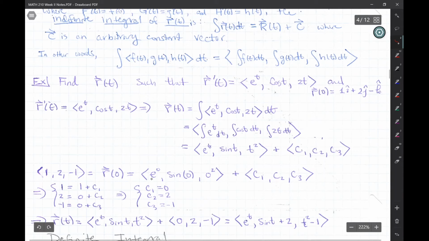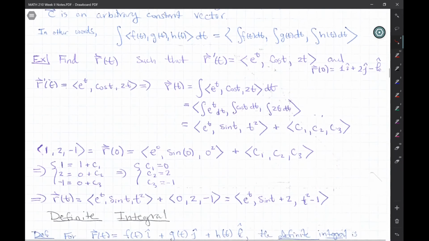So the vector equation is going to give us 3 different equations, one for each component. So we'll have C1 plus 1 is equal to 1. That's where this first equation came from. C2 plus sine of 0, which is 0, is equal to 2. And that's where that second equation came from. And likewise, we would get the third. We solve these 3 equations to get that C1 should be 0, C2 should be 2, and C3 should be minus 1. Why? In order to satisfy the given condition that we must satisfy.